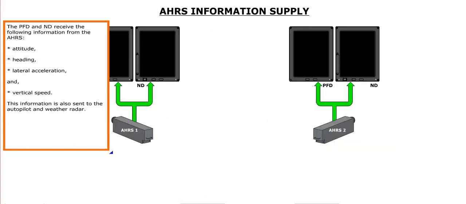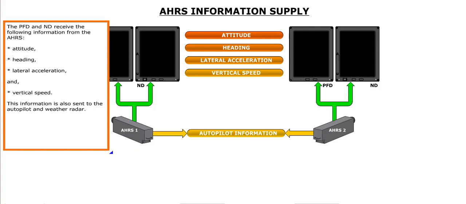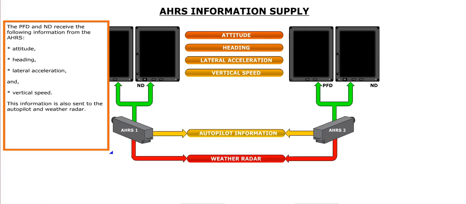The PFD and ND receive the following information from the AHRS: attitude, heading, lateral acceleration, and vertical speed. This information is also sent to the autopilot and weather radar.